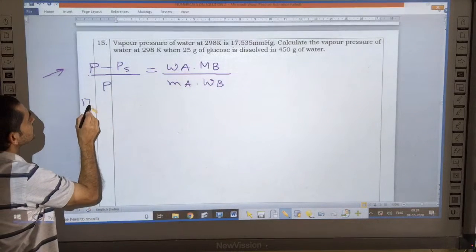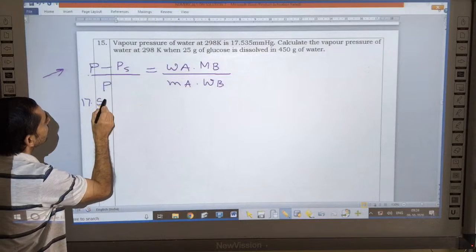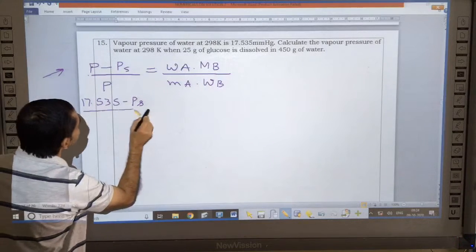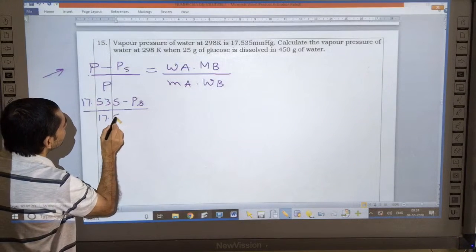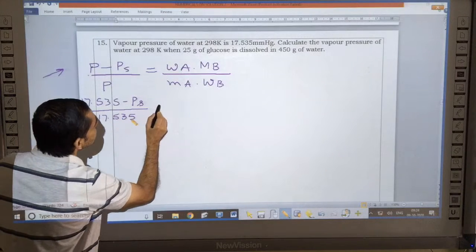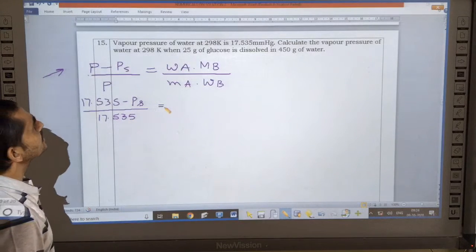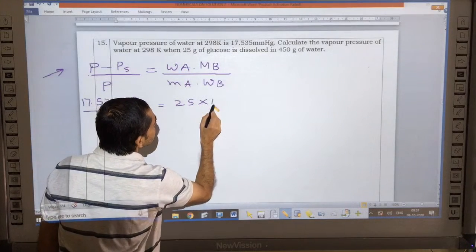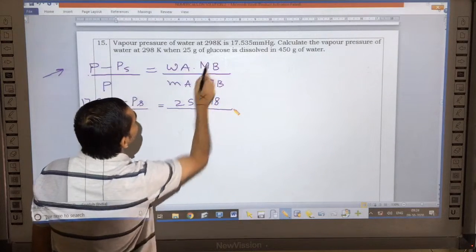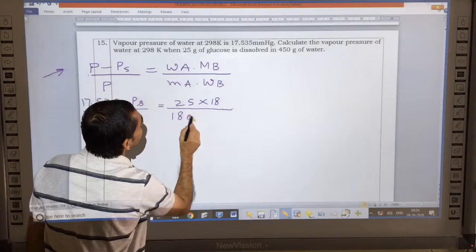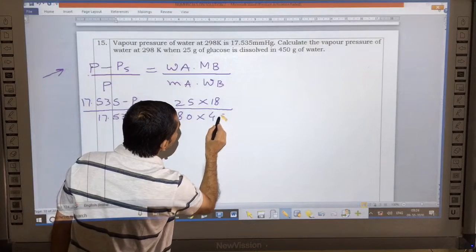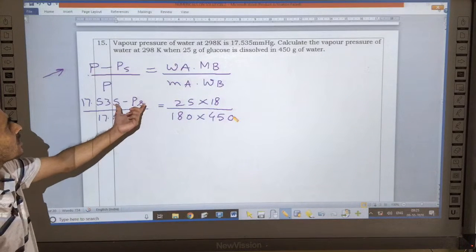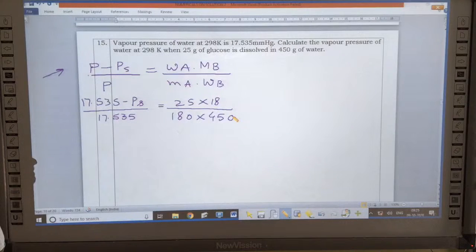Now 17.535 minus PS upon 17.535 is equal to WA. What is WA? Glucose, 25. You know molar mass of water, it is 18. Molar mass of glucose, it is 180, dissolved in 450 gram of water. So each and everything is given. You have to calculate vapor pressure of solution.